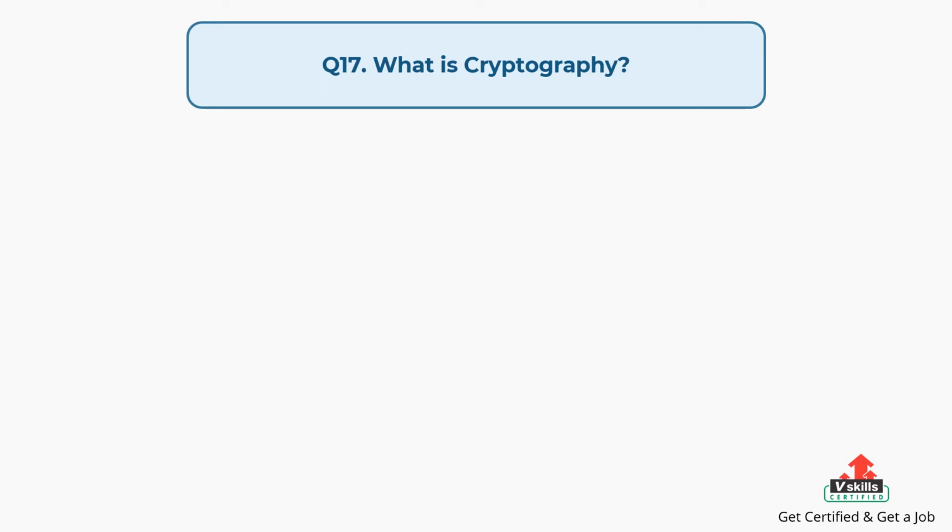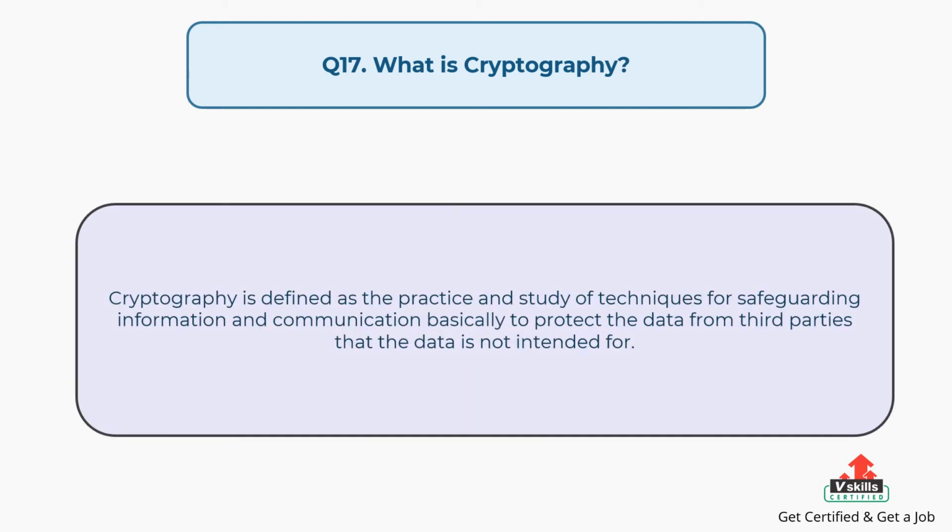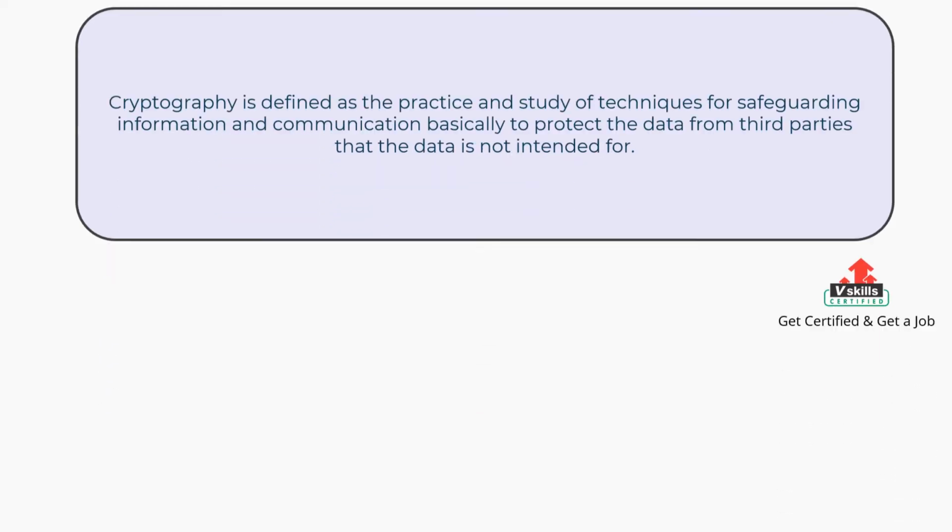Question number 17. What is cryptography? The answer is: cryptography is defined as the practice and study of techniques for safeguarding information and communication, basically to protect the data from third parties that the data is not intended for.